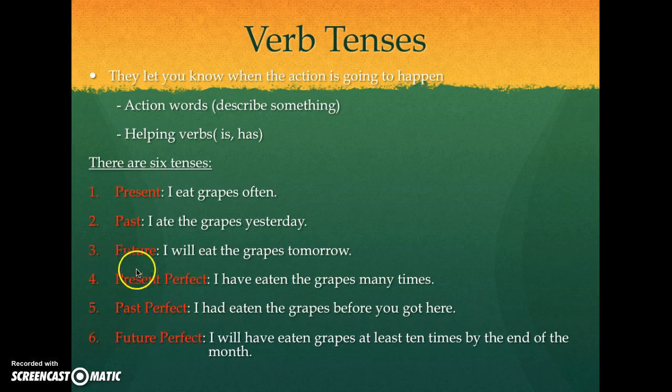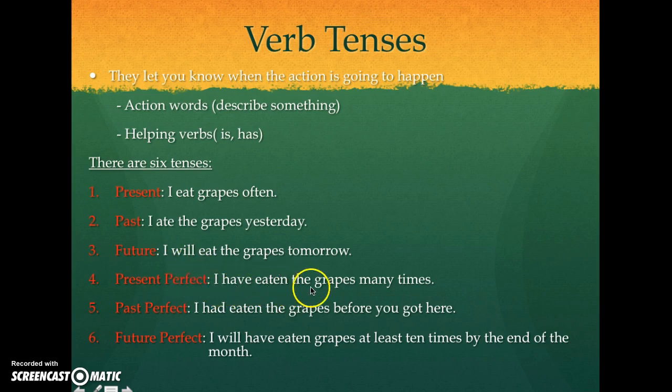Some examples are: I eat grapes often. The eat explains the present. I ate the grapes yesterday. Ate implies that it was in the past. I will eat the grapes tomorrow. I will explains that it will be sometime in the future.